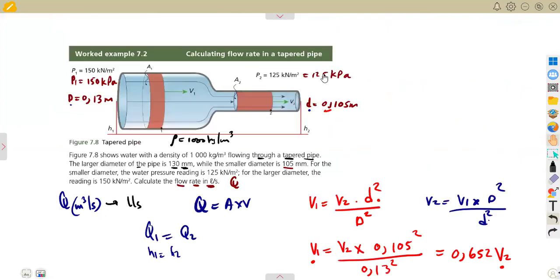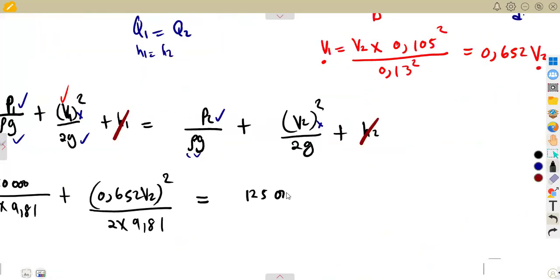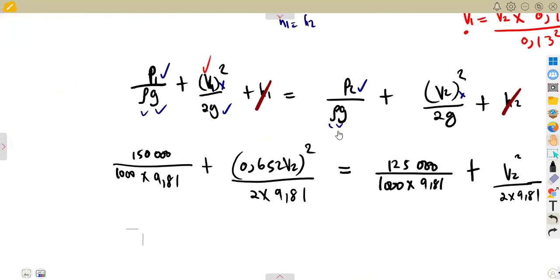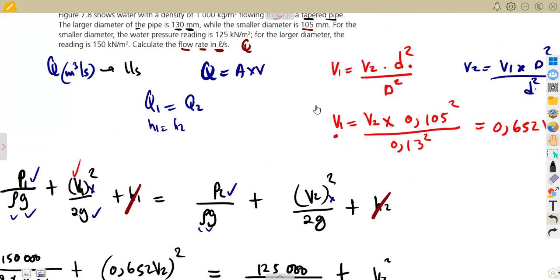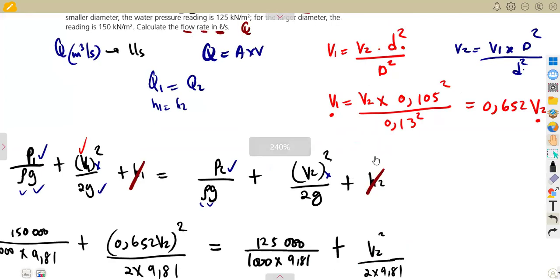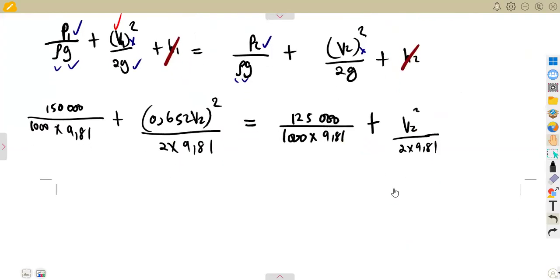At the exit, our P2 was 125 kilopascal, so this is equal to 125 times 10 to the exponent of 3, over the density of water, 1,000, times the gravitational acceleration of 9.81, plus V2. Since V1 is written in terms of V2, I can write this in terms of just V2. By solving for V2, we are able to calculate the flow rate, because the flow rate is area times velocity. So we must have the velocity from there.